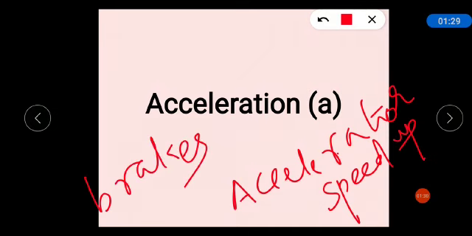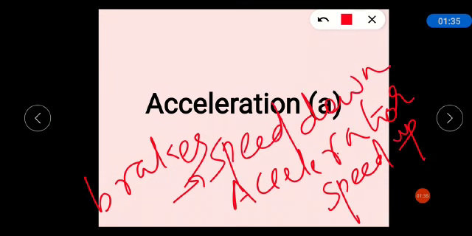And similarly, there is another mechanical device in the vehicles for speeding down or to lower the speed. What is that particular device called? Yes, it is brakes, isn't it? So, brakes to speed down and accelerator we are using to speed up the vehicle. That means we are increasing and decreasing the speed of a vehicle with respect to time.